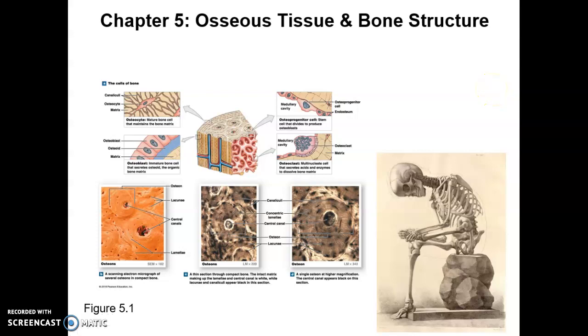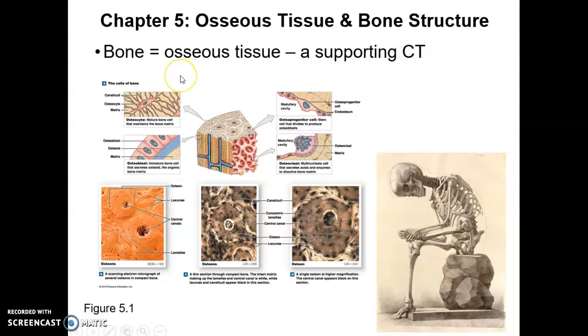Chapter 5, Osseous Tissue and Bone Structure. And osseous means bone, so we could say bone tissue as well. So bone is osseous tissue, and it's a solid supporting connective tissue.